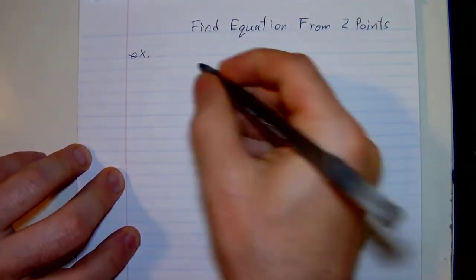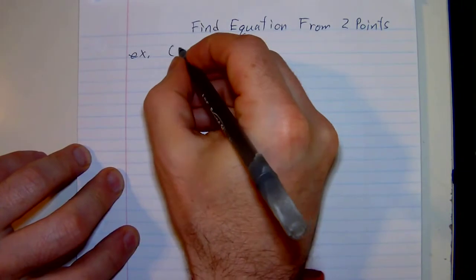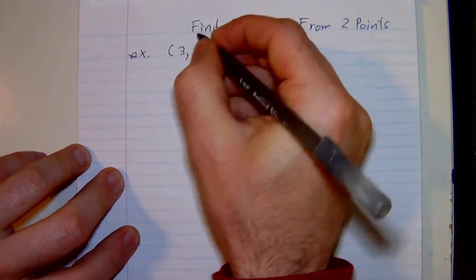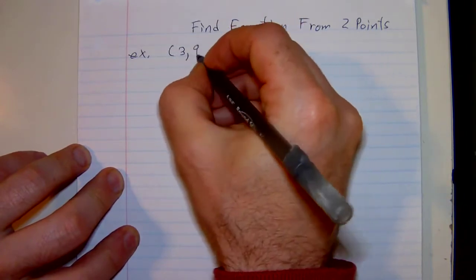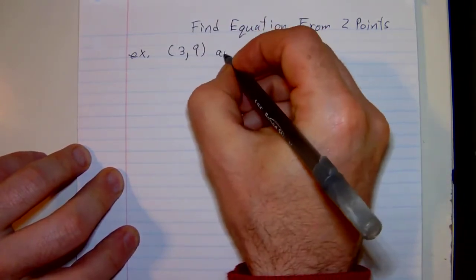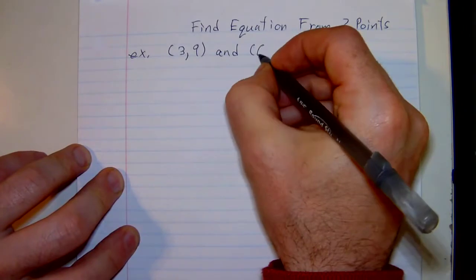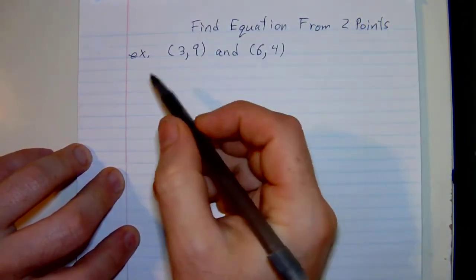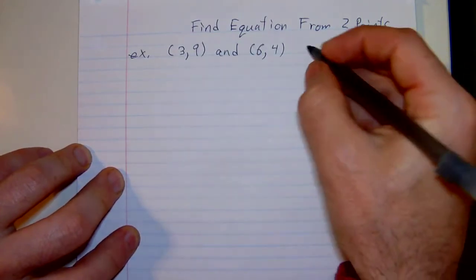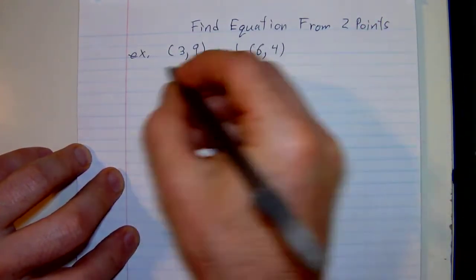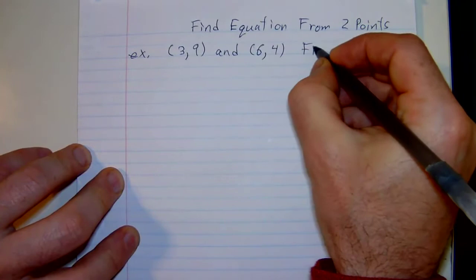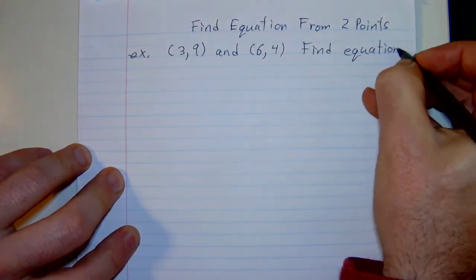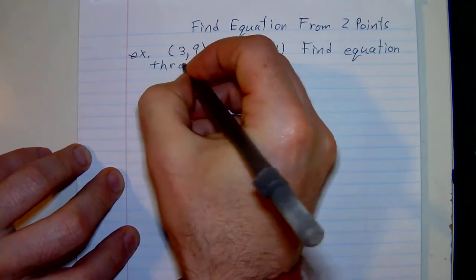So we've already talked about finding slope from 2 points, and that is exactly what we're going to want to do here. So if I have the point (3, 9) and the point (6, 4), what is the equation of the line going through those 2 points? Find the equation of the line through these points.